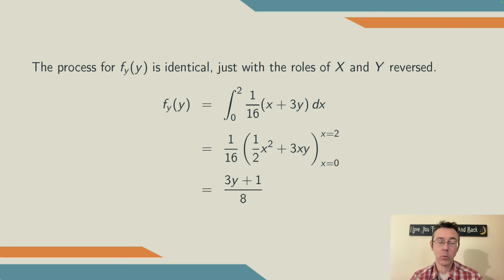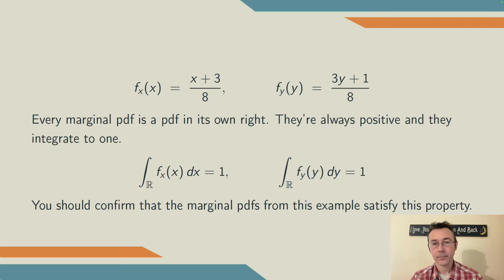Similarly, we can do f sub y of y. This time we're integrating with respect to x and plugging in x equals 0 and x equals 2. This time treating y like a constant. In the end, we get f sub y of y is (3y plus 1) over 8.